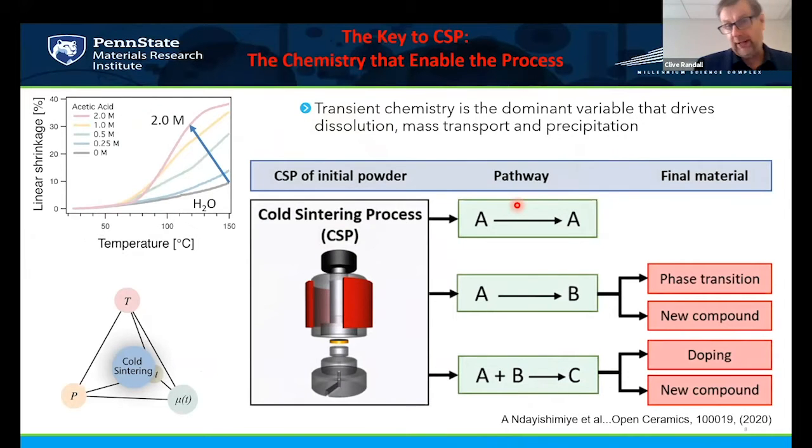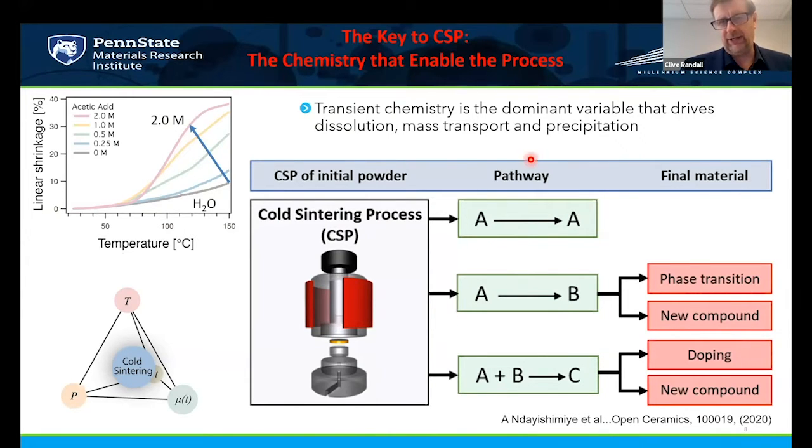So I said that it's all about the chemistry. And so here is water versus the acetic acid, 2 mole per cent. Here you can see the densification. So you can see the strength of that acid and how it controls the solute uptake and the dissolution process is critical. But for me, this is just the A to A pathway where you have a transient intermediate phase.